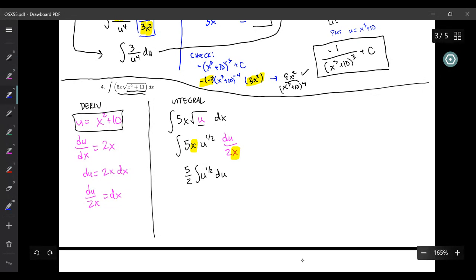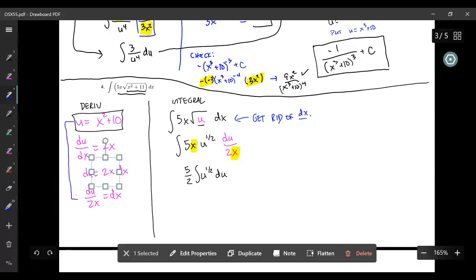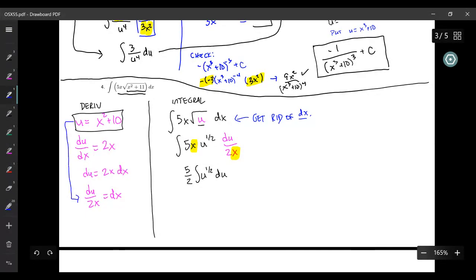And I noticed that I have too many variables here. Usually you want to get rid of dx first, and then usually the rest of it gets taken care of. You want to get rid of the dx by taking the derivative of this u component and essentially solving for dx, which I do right here. And now that the x's are gone, I'm allowed to integrate.